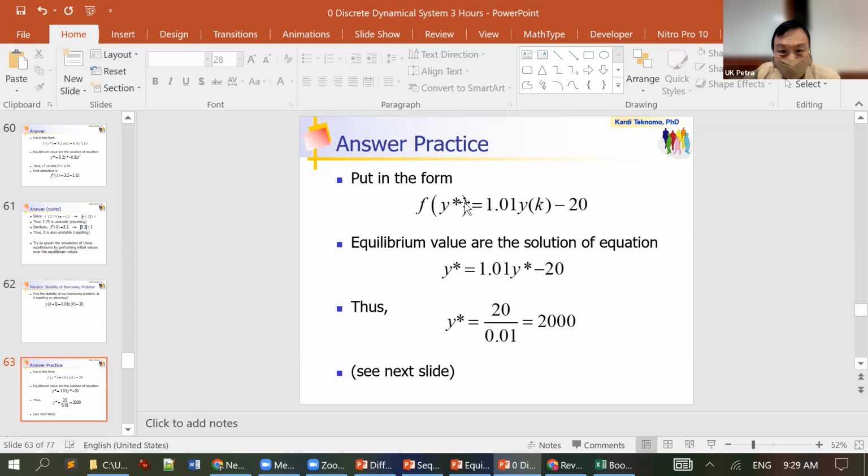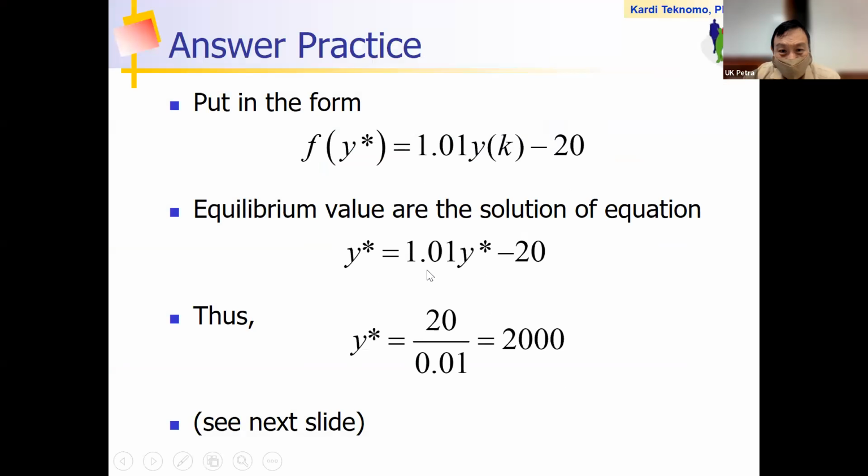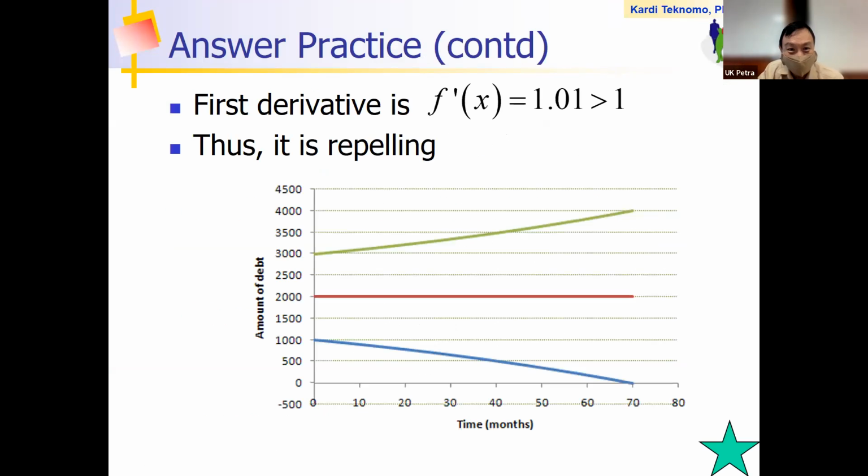So you put it in this form, and then the equilibrium value you can calculate easily: 20 divided by 0.01, so 2000. That's exactly the same as your Excel from a while ago. So we just calculate algebraically. And then stability, again, is the same as your Excel: repelling. So this is the meaning of repelling. And you see why this is repelling? Because the first derivative is 1.01. The absolute value is larger than 1, so yes, this is repelling.